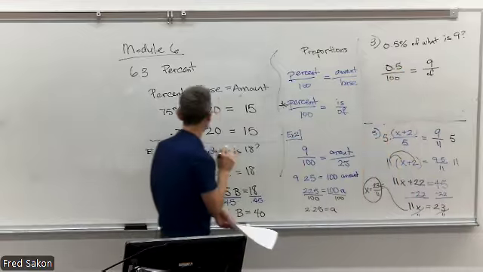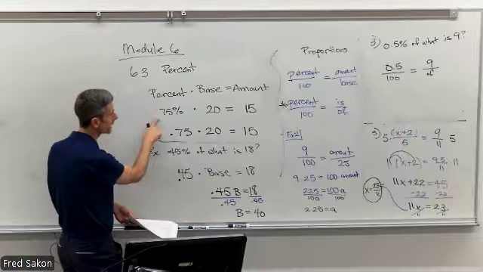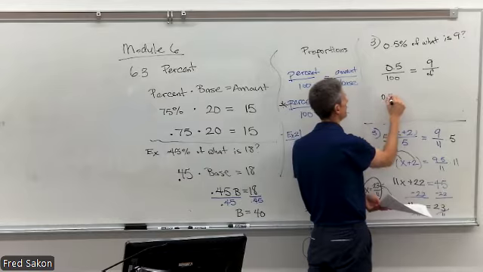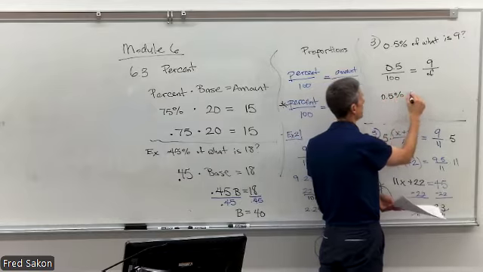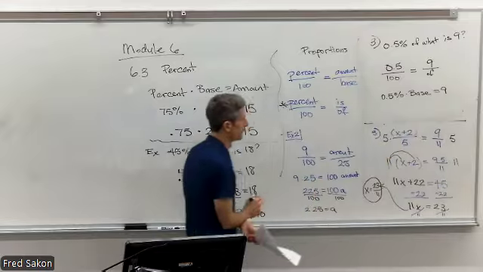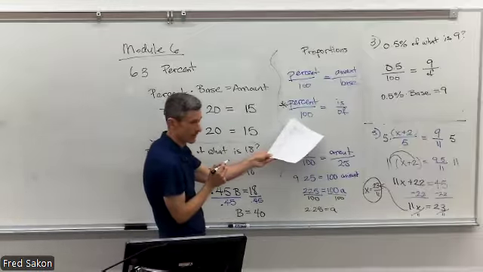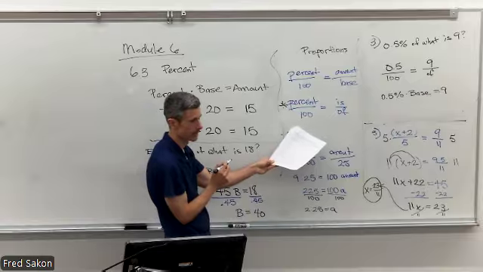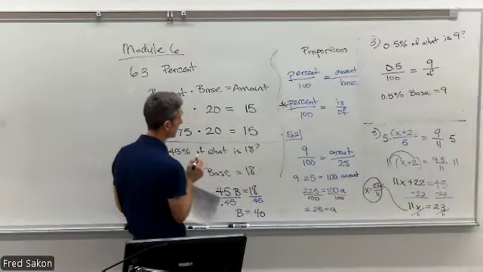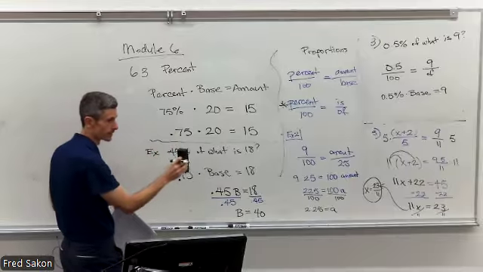If I were to look at this in this way, then I don't know the base. So it would be 0.5% times my base equal 9. I like this strategy better. It makes more sense to me. But if you find you like the other one better, that makes more sense to you as you look at these, then feel free to go either of those two routes.